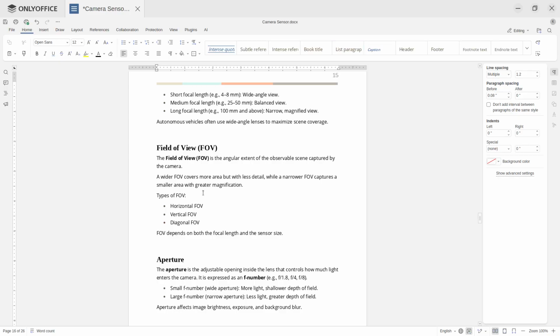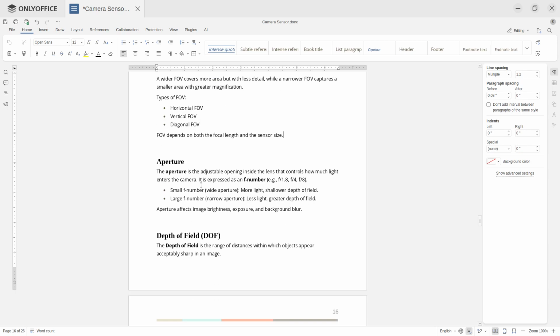A wider field of view covers more area but with less detail, while a narrower field of view captures a smaller area with greater magnification. Types of field of view: you have horizontal field of view, vertical field of view, and diagonal field of view. FOV depends on both the focal length and the sensor size. We will discuss a lot about field of view when we talk about LiDAR sensor as well, because in LiDAR sensor the field of view plays a very important role, and we'll discuss field of view there when we are talking about the LiDAR sensor.